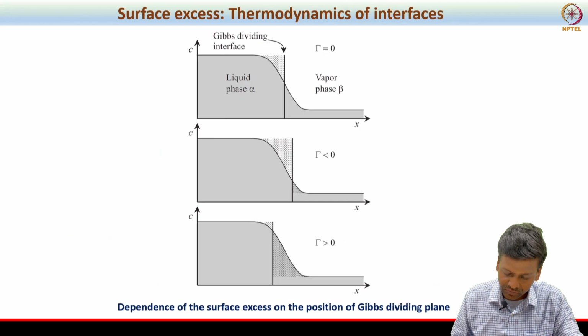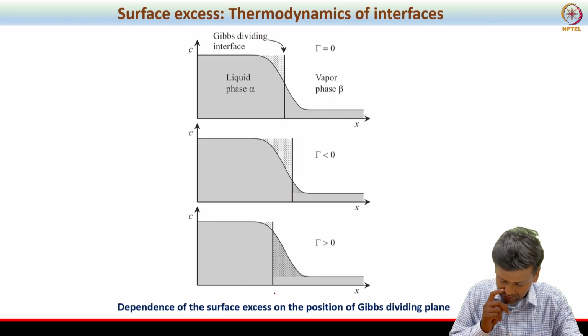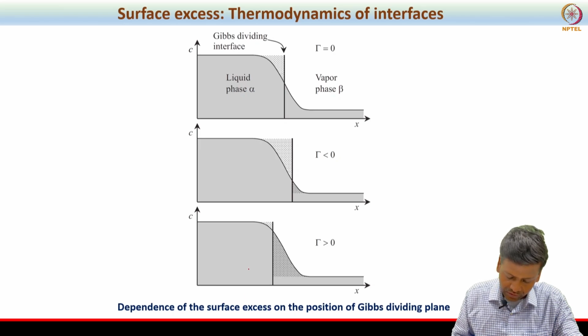Now you can see what is the consequence of the dividing plane. If we choose a different dividing plane, how the surface excess is changing, right. The nature of the surface excess is changing. If you see, exactly when you choose a dividing plane at the midpoint, at this reference plane gamma is 0, right.